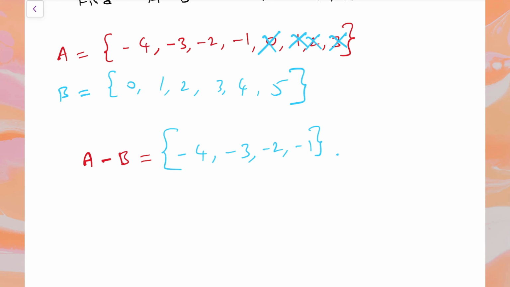Then coming to A intersection B. Intersection is nothing but the elements which are common in both. Now whichever I crossed out, those are the elements which are common. So 0, 1, 2, 3. This is A minus B and A intersection B.